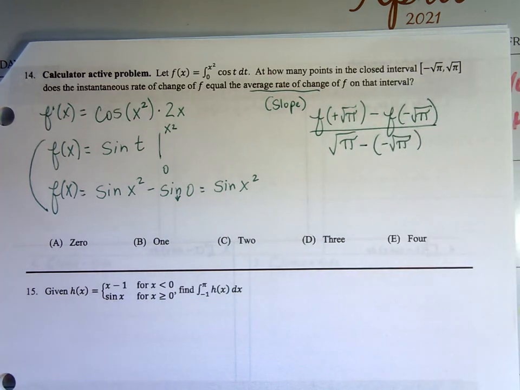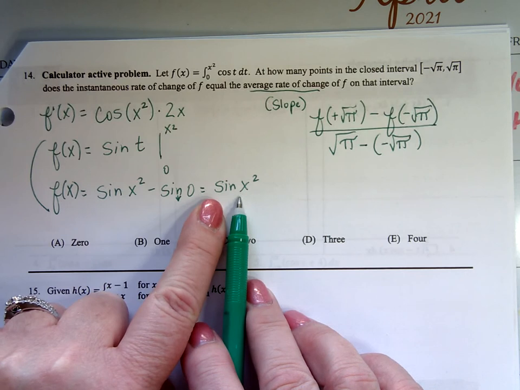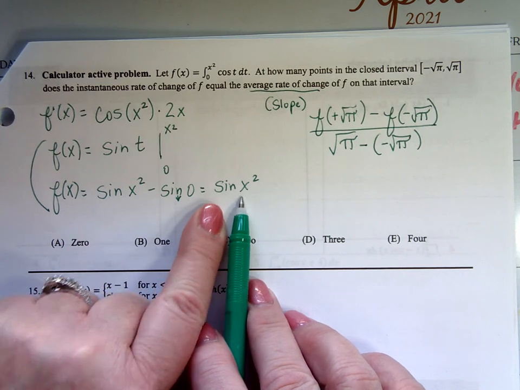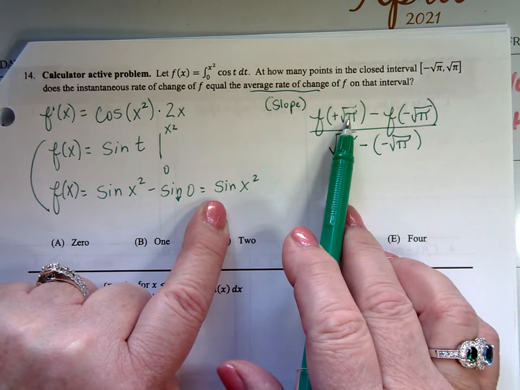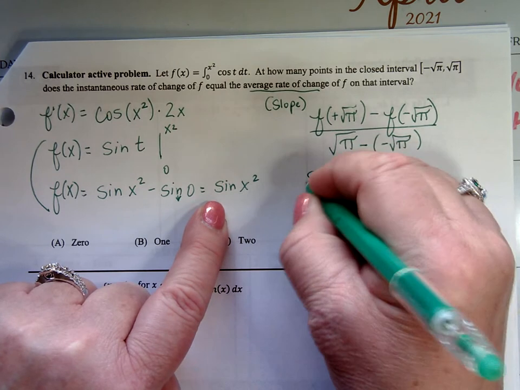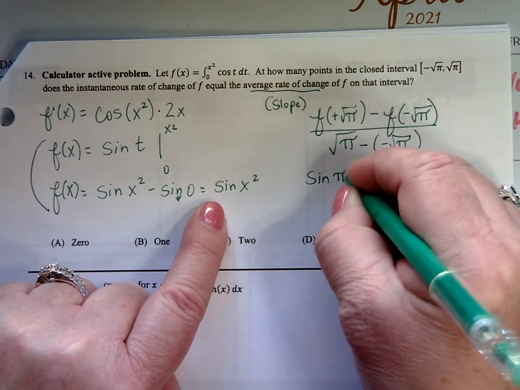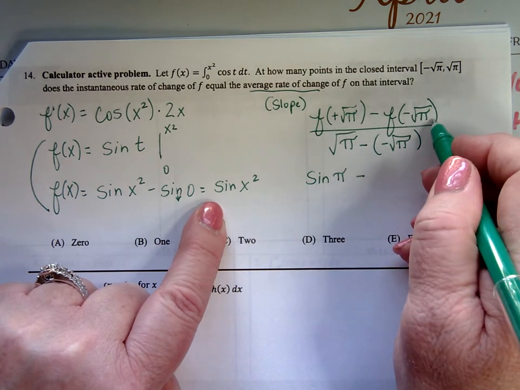All right, so let's plug it in. We know our function is the sine of x squared, thank God, right? So I can square these square roots and get rid of them. So this one would be the same thing. If I put a positive square root of pi in here, it's going to be sine of pi. The square root and the square are going to cancel each other out. Same thing's going to go when I do this. It's going to be, though, the sine of a negative pi.